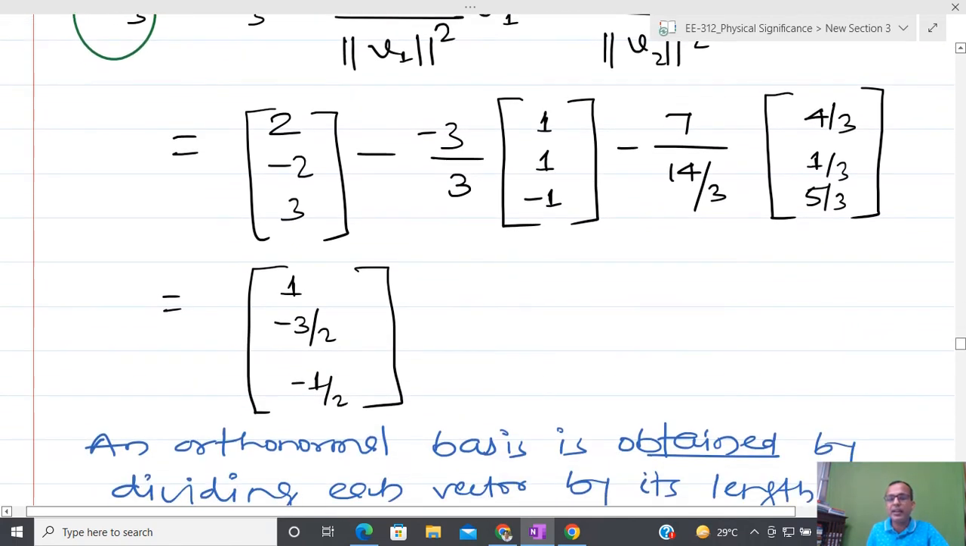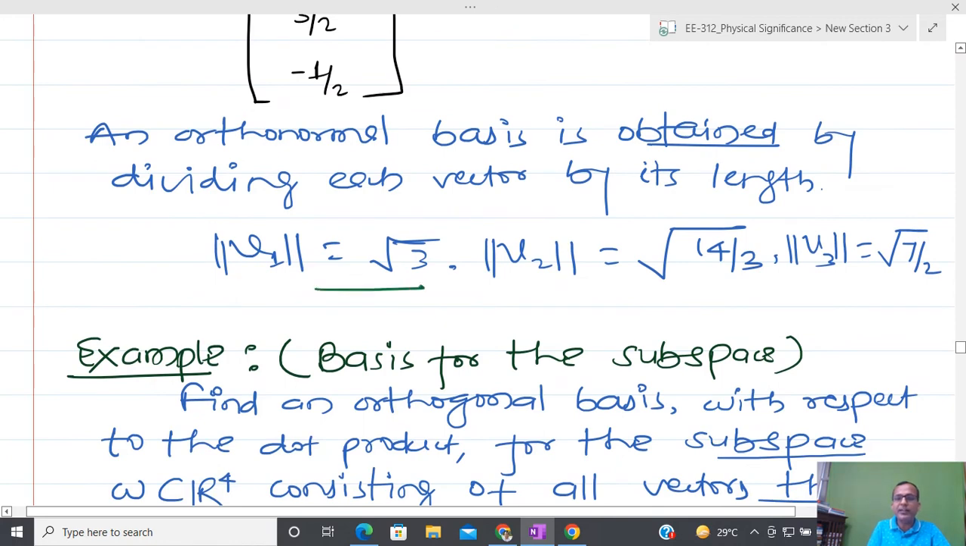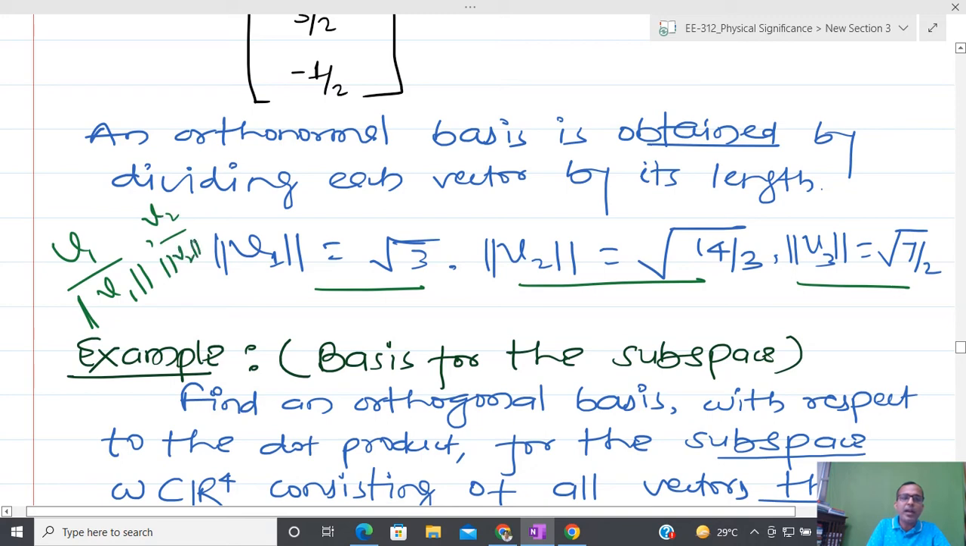A similar kind of thing I have done. I have calculated the magnitude, and please divide V1 by the norm of V1, similarly V2 by the norm of V2, and V3 by the norm of V3, and these three can form the orthonormal basis now.